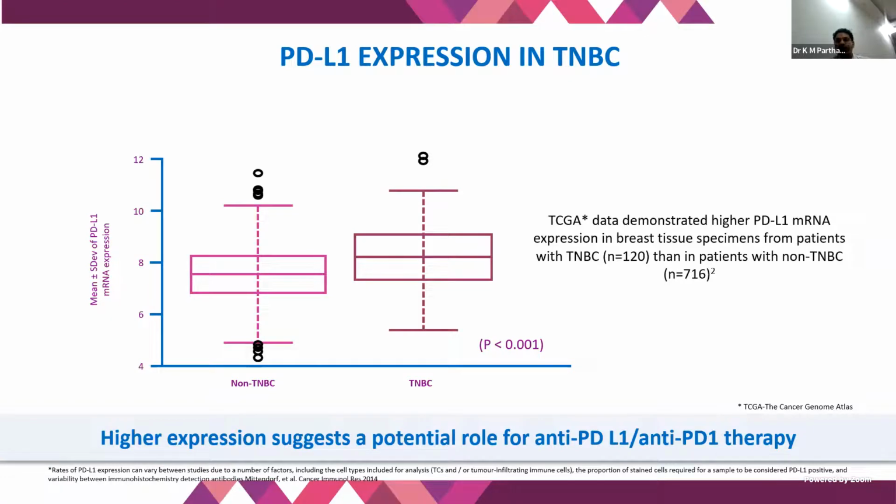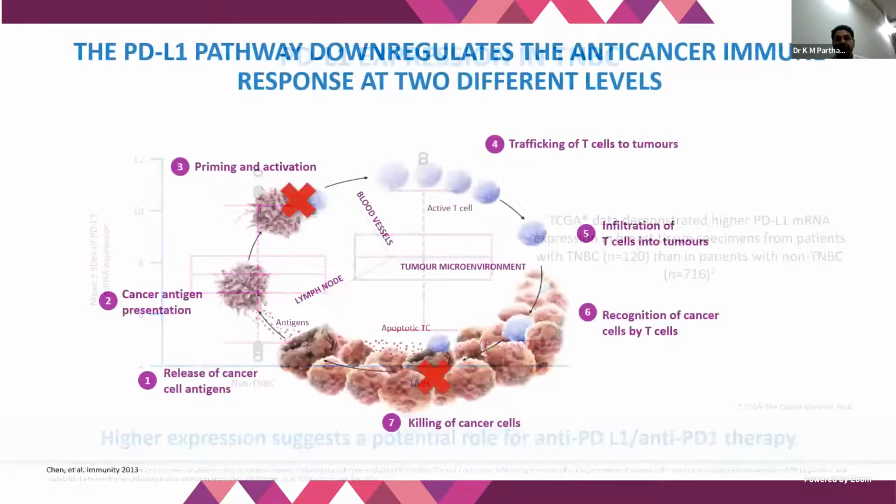So the TCGA genetic data has demonstrated higher PD-L1 mRNA expression in breast tissue specimens from patients with TNBC than in patients with non-TNBC. The high expression suggests a potential role for anti-PD-L1 or anti-PD-1 therapy.